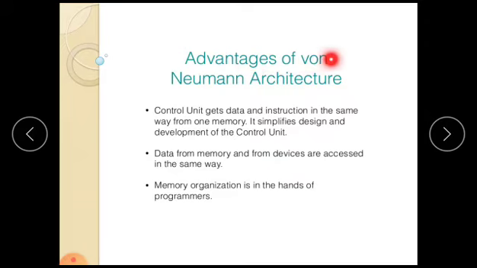Now the advantages of von Neumann architecture. First one is the control unit gets data and instructions in the same way from one memory. It simplifies the design and development of the control unit. The second advantage is that data from memory and from devices are accessed in the same way. And the third one is that memory organization is in the hands of programmers. So these are the three advantages of von Neumann architecture.